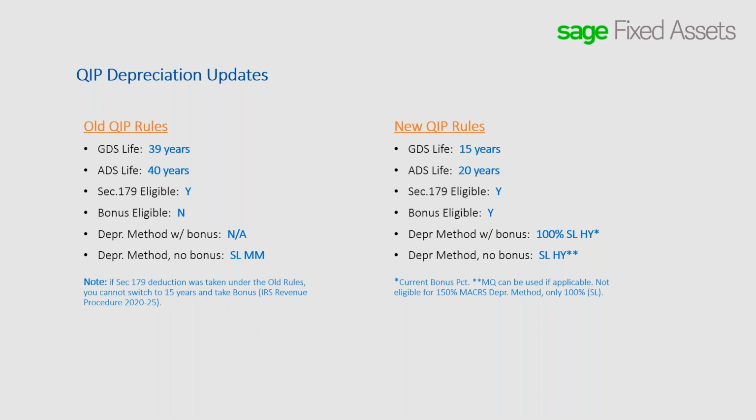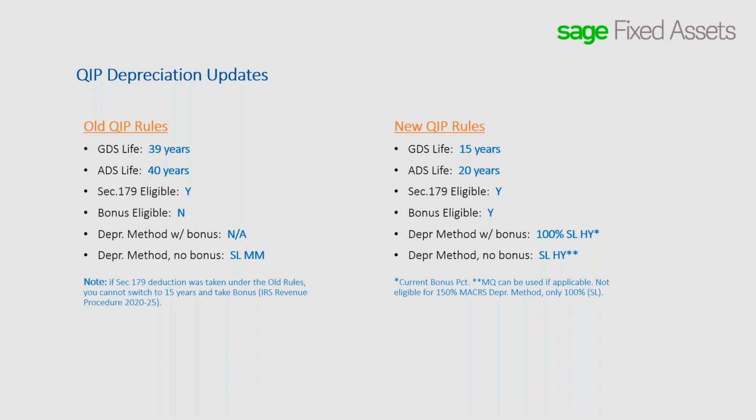Under the old rules, those qualified improvement properties had to take a GDS life of 39 years, 40 years for ADS. They were Section 179 eligible, but they were not bonus eligible. Under the new rules, they can now be depreciated over 15 years for GDS and 20 for ADS. They are Section 179 eligible still, but they are now bonus eligible. So you can simply do them at 15 years. You can do 100% bonus, or you can simply do it at straight line half-year convention for no bonus.